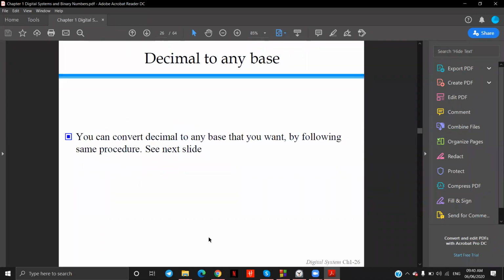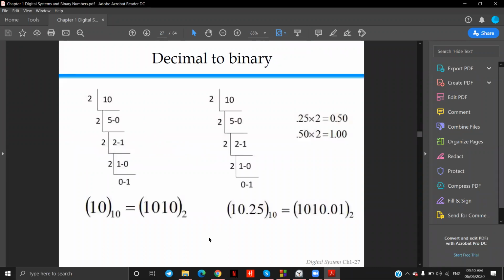First of all, we will discuss decimal to any base conversion. In a decimal number, there can be two parts. One is the integer part and another is the fraction part.